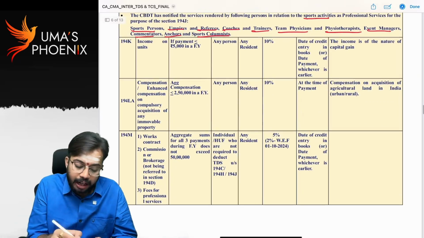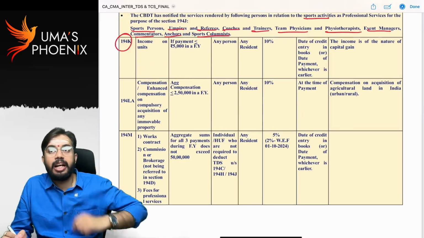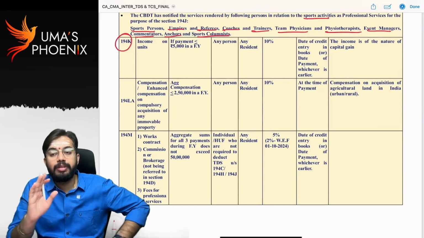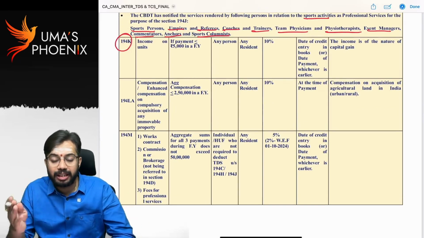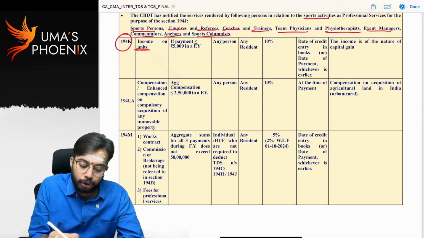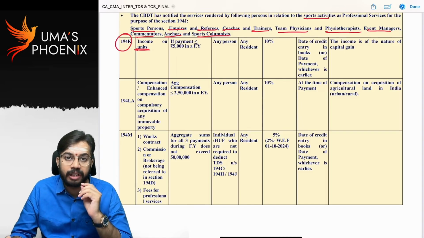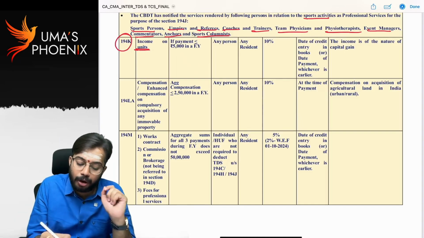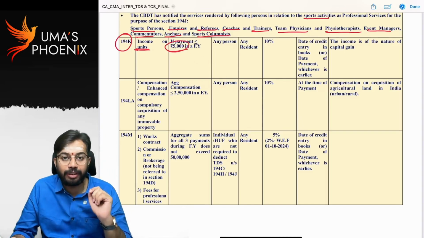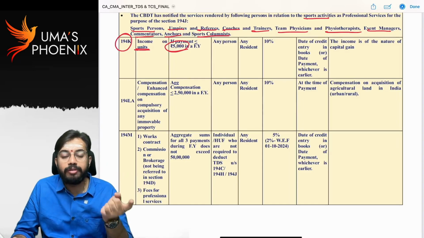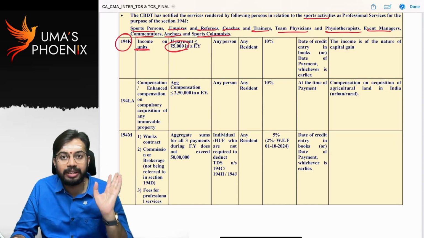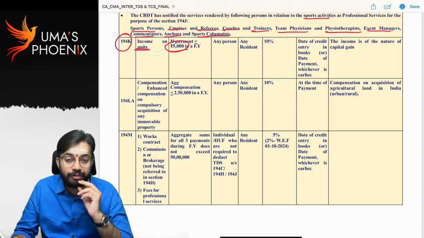Next, 194K. Do you remember section 194 dividend? Same. Dividend is paid on shares. Here dividend is paid on units. So on units of mutual fund, if any dividend is paid, then TDS is required to be deducted under section 194K. If the amount of dividend is less than or equal to 5,000, no TDS. If the amount of dividend is more than 5,000, then TDS is required to be deducted under section 194K.